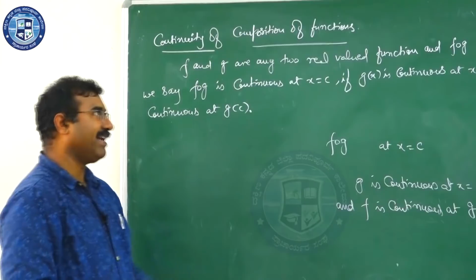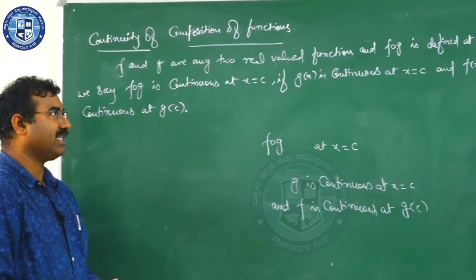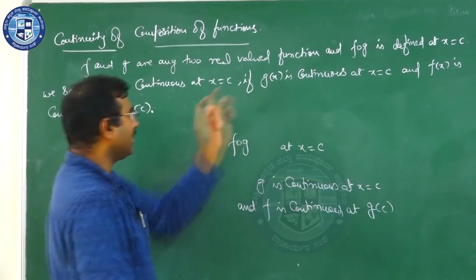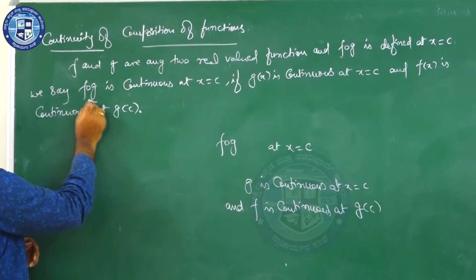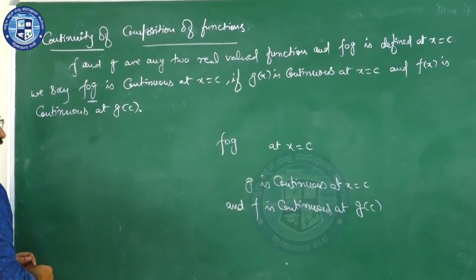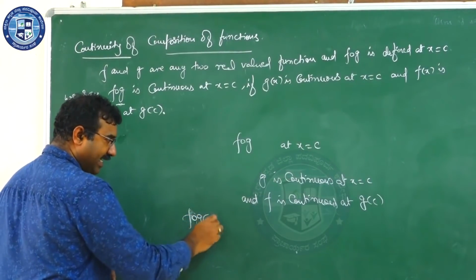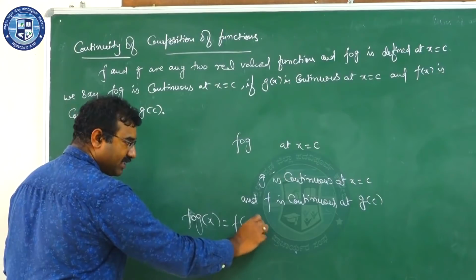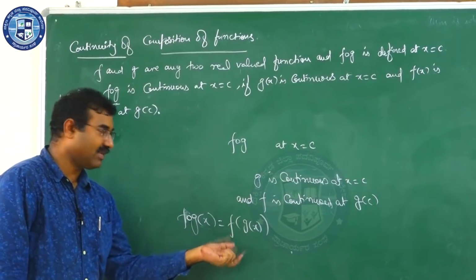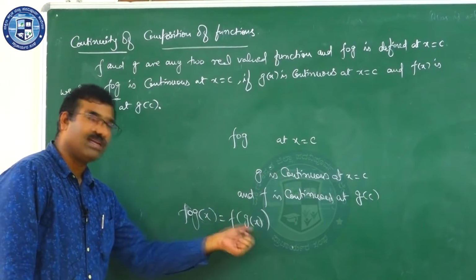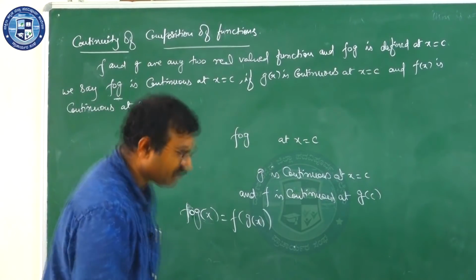If f and g are any two real valued functions and f composition g is defined at C, we say f composition g is continuous at x equal to C if g of x is continuous at C and f is continuous at g of C, right? Because f composition g of x, how we write? We write f of g of x, right? So that's why the inner function should be continuous at C first. Then f is continuous at g of C. We say f composition g is continuous at x equal to C. We see some examples for this.